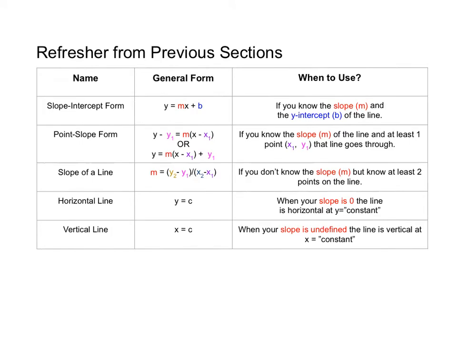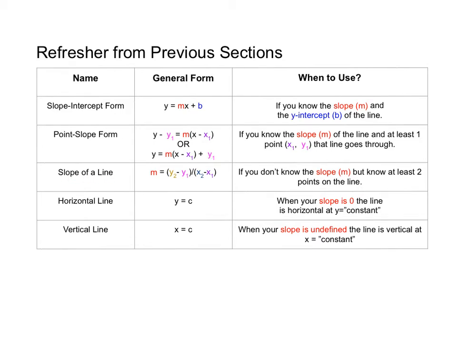Alright, first off, a refresher from previous sections. We've talked about the slope-intercept form, y equals mx plus b, where the slope and the y-intercept are clearly visible. We've talked about the point-slope form, where if you know the slope of a line and at least one point (x, y) that the line goes through, you can write y minus y sub 1 equals the slope times x minus x sub 1, or y is equal to the slope times x minus x sub 1 plus the second y value.